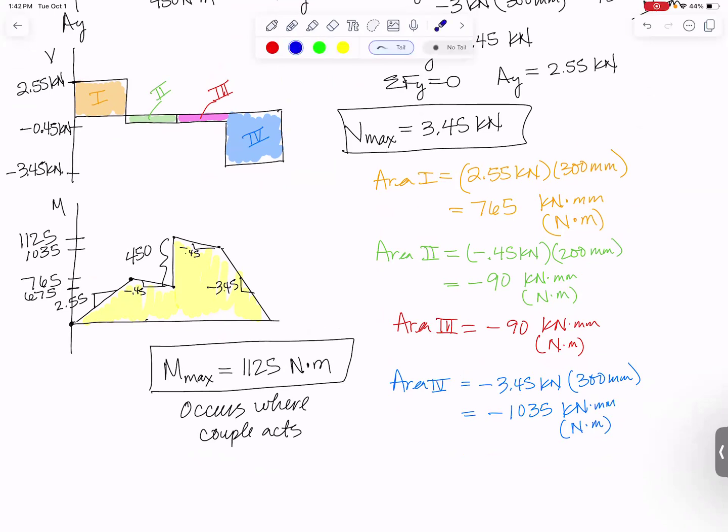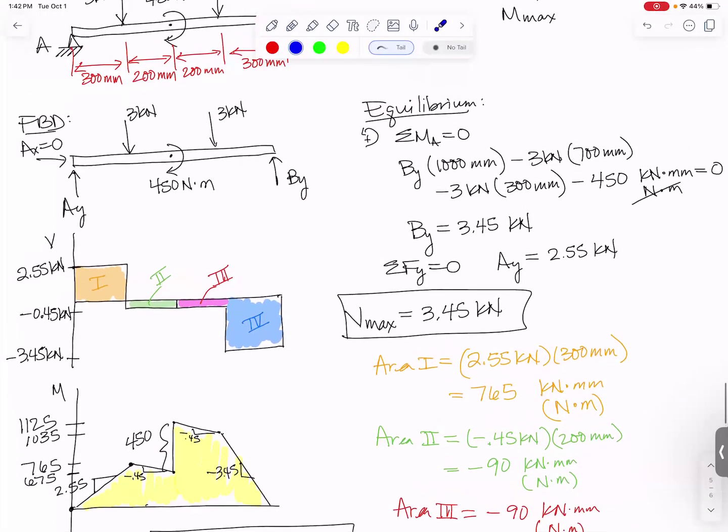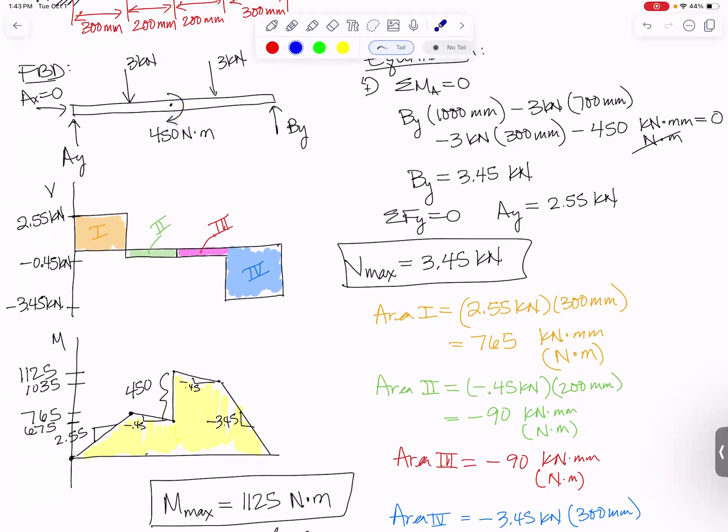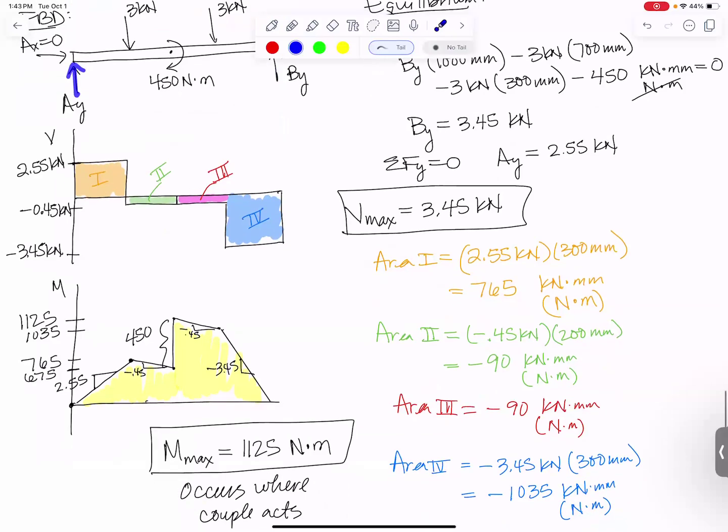To kind of recap what we did that was new here, we had an applied couple. This couple shows up right here in our equilibrium equations. So it influences how big BY and AY are equal to. If this couple weren't on here, BY and AY would both be 3 kilonewtons, but the couple is shifting loads a little bit more over onto this end. So that's why BY ends up being bigger than AY. The couple itself, though, other than those changes in how big BY and AY are, it doesn't actually have any impact on our shear force diagram because it's not a force, it's a couple, it's a moment.